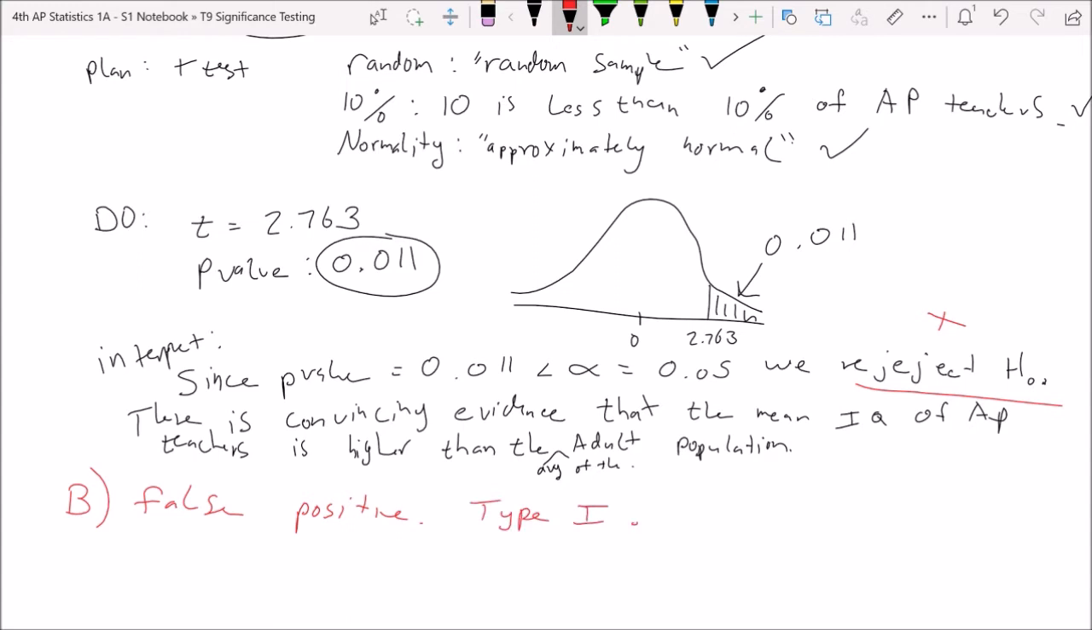Now, what are the consequences of that? That would mean that we think that the mean IQ of AP teachers is higher than the adult population, when in fact it's not. So what would that do? It would certainly make us look arrogant as AP teachers if we thought that, or as a class if you thought, well, my AP teachers are so smart. And if they're actually not, on average, having a higher IQ than the population, then I don't think there's anything horrible that comes out of that other than maybe some social consequences related to arrogance or thinking that you're better than somebody else or something like that, which is something we'd obviously want to be careful about anyway.